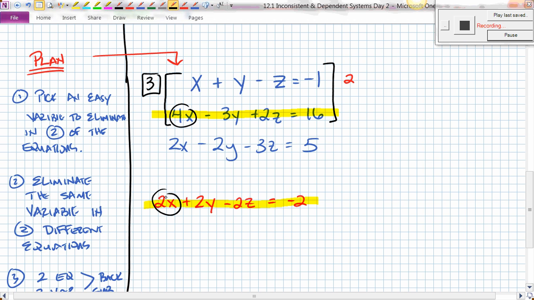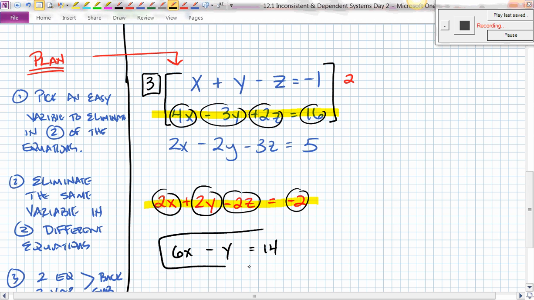4x and 2x, how much is that? 6x, good. Negative 3y and 2y, how much is that? Negative y. 2z minus 2z, that goes away, good. And then 16 and negative 2, how much is that? Okay, there we go. Just put a box around that and leave it alone for a second.